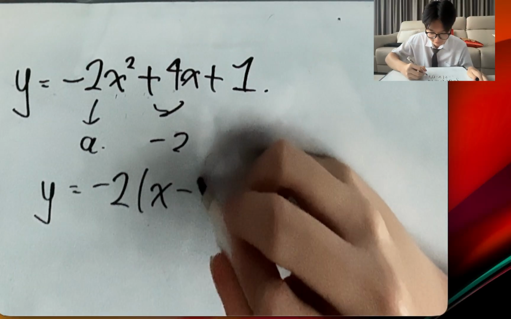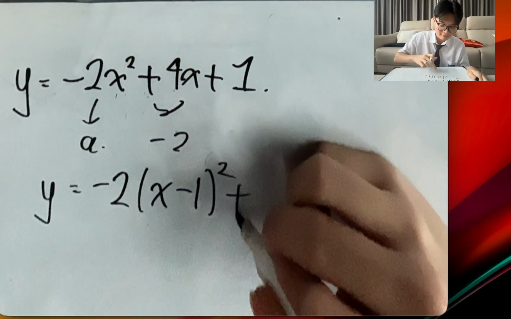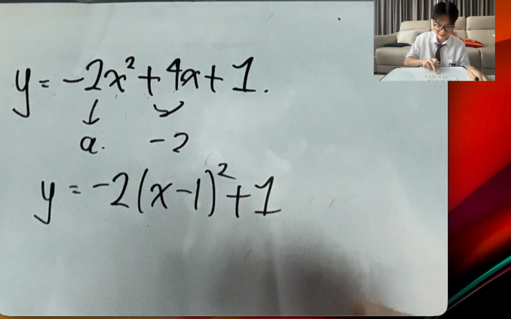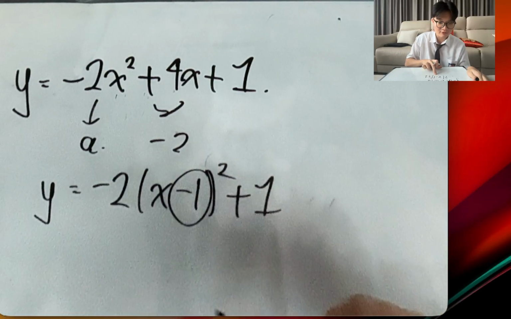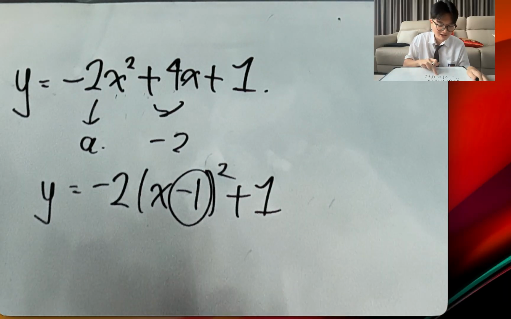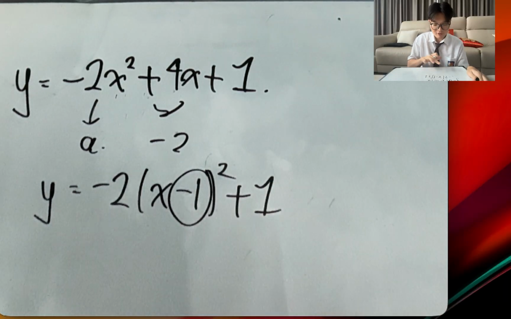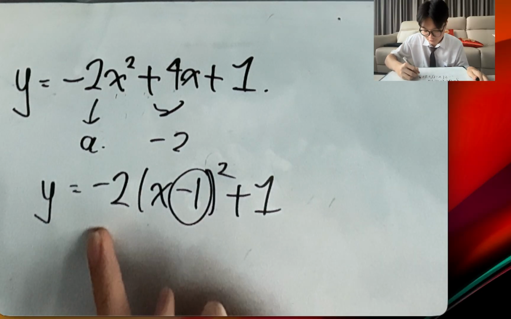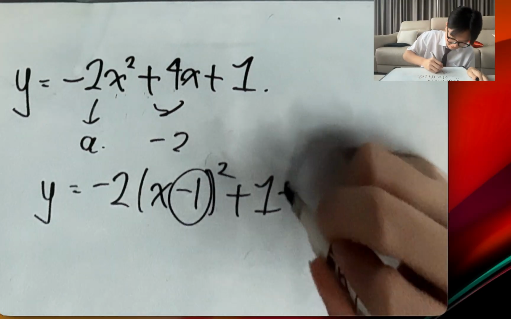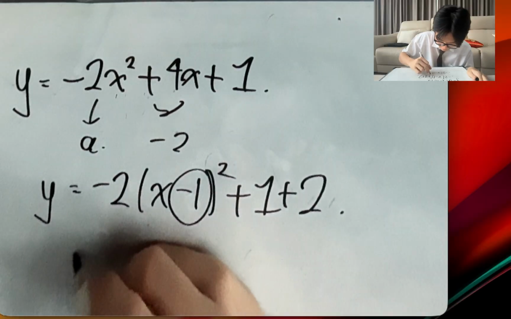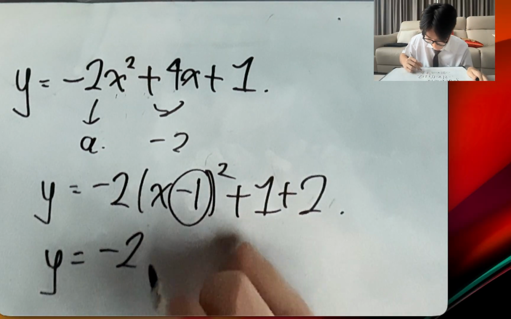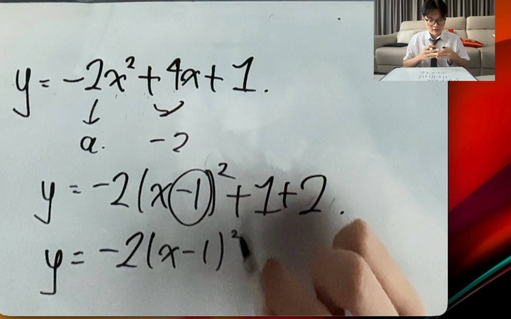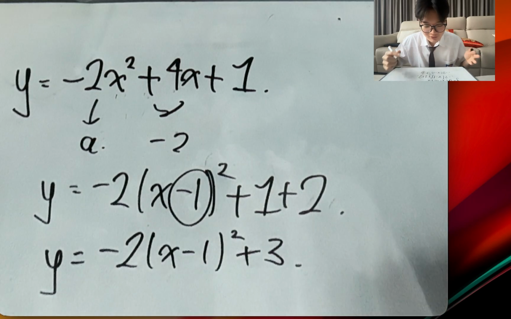And it's going to be +1, and because we didn't need this constant value, we need to reduce that. So 1 times -2 is -2. In order to make it 0, we need to add another 2. So -2 x minus 1 squared plus 3.